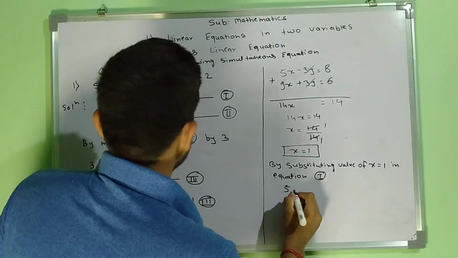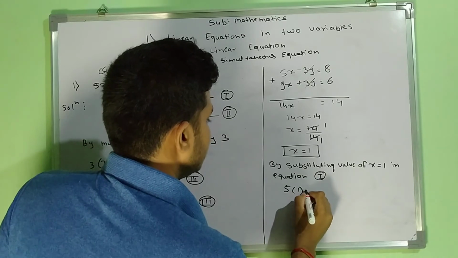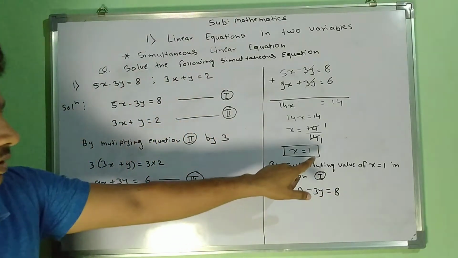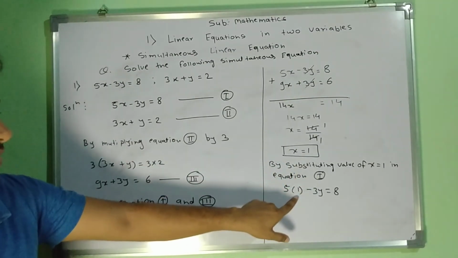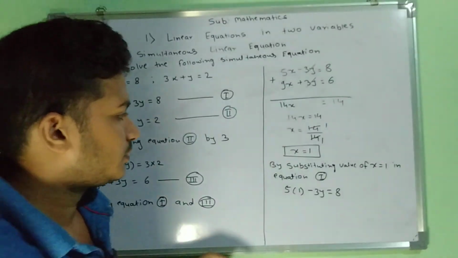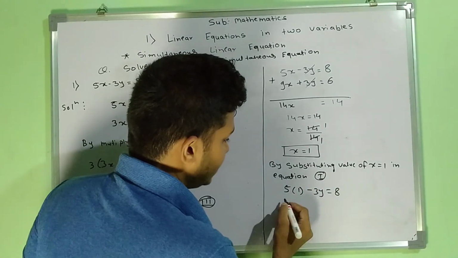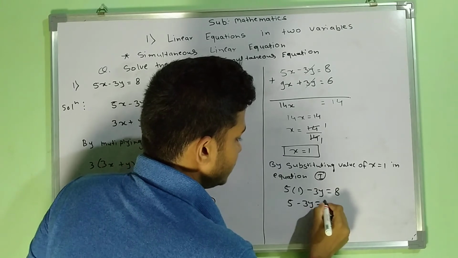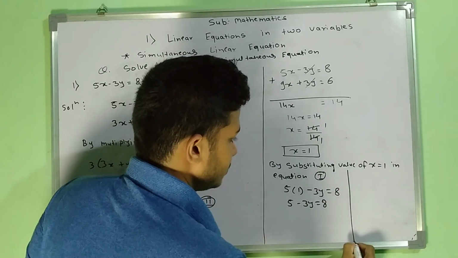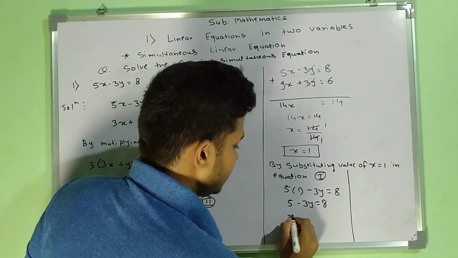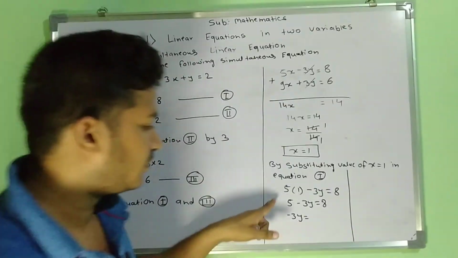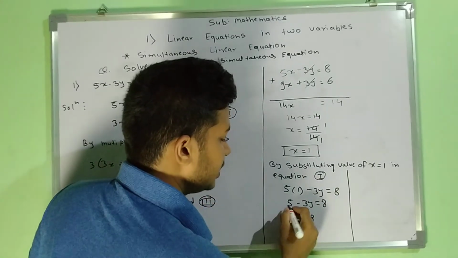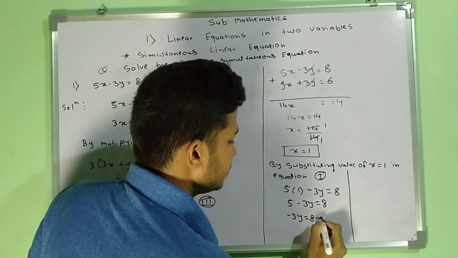5 in the bracket 1, minus 3y, which is equal to 8. We have substituted the value of x as 1 over here, because 5 into 1 will be 5, minus 3y, which is equal to 8. So that 5 will go to the right hand side. Whenever that 5 goes to the right hand side, it will become minus 5.